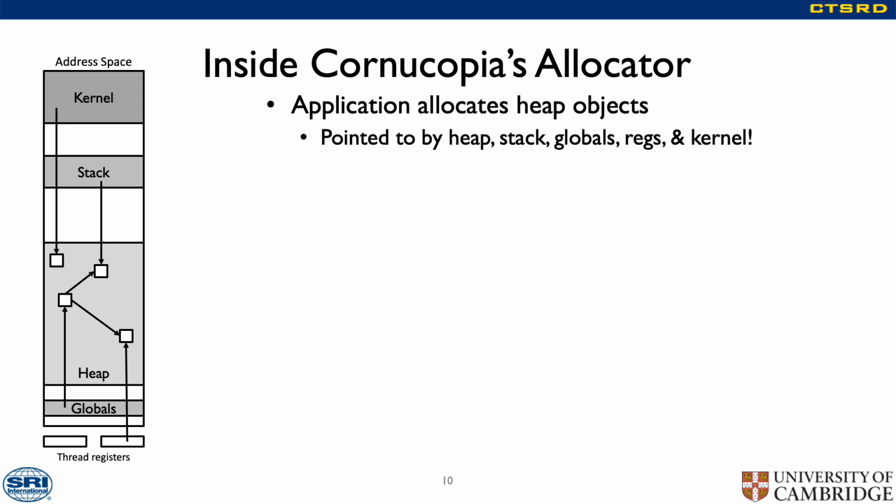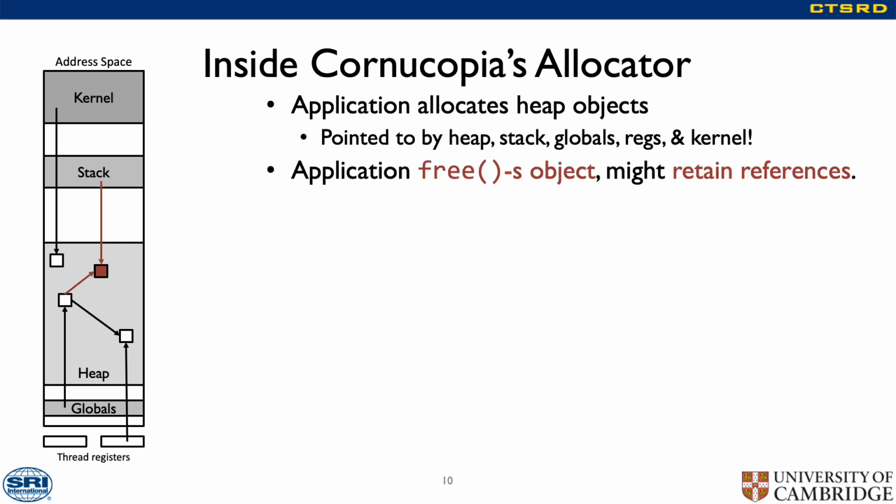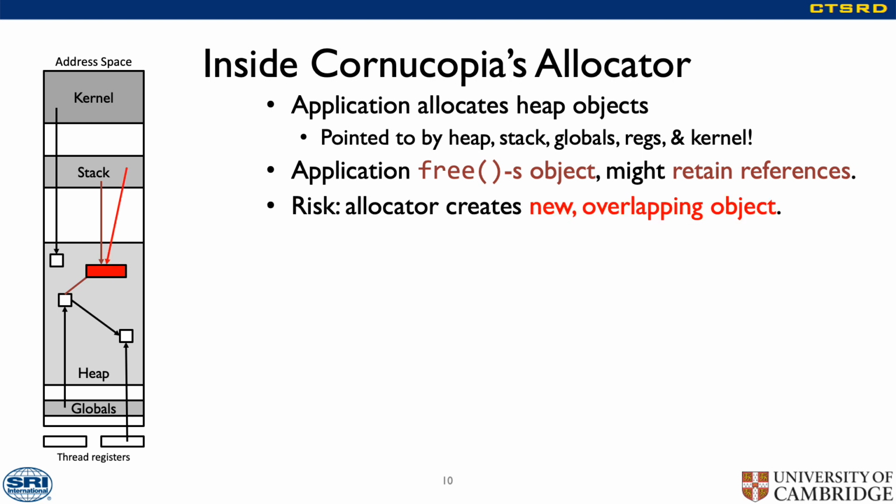An application makes allocation requests from malloc and propagates the returned pointer to other locations on the heap or on the stack, into registers, or even into the kernel itself. An application might retain references to a heap object after freeing it, and the underlying risk, absent enforced temporal safety, is that the allocator may create a new overlapping object.